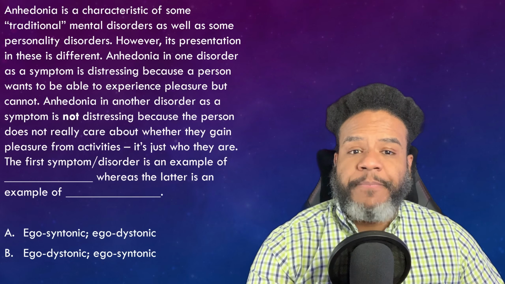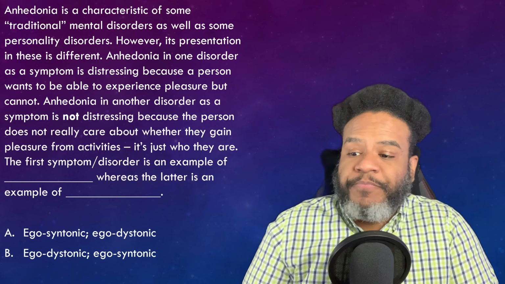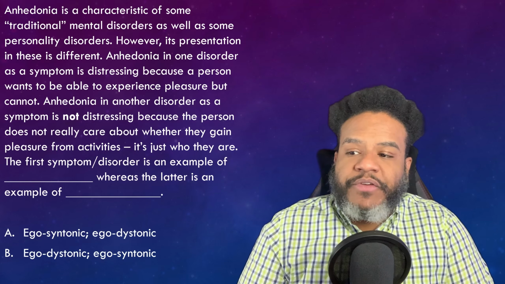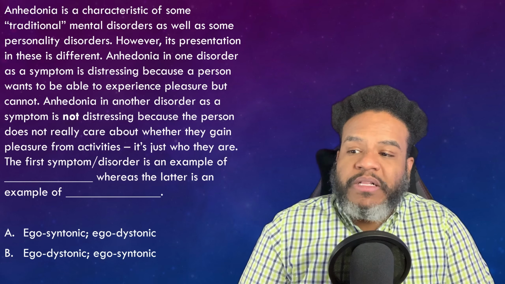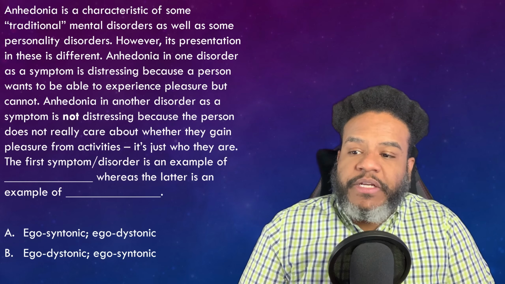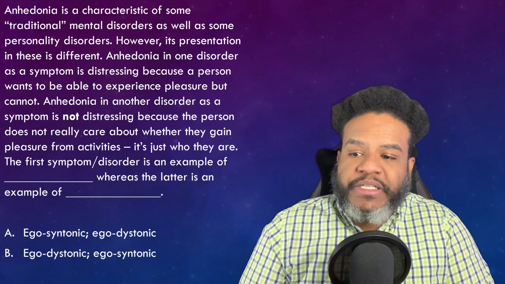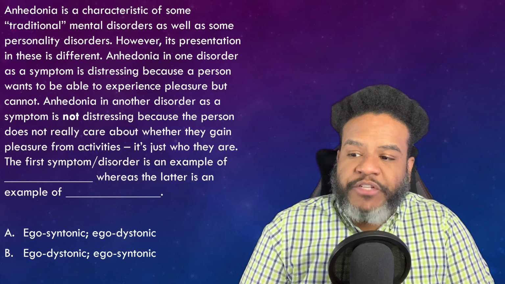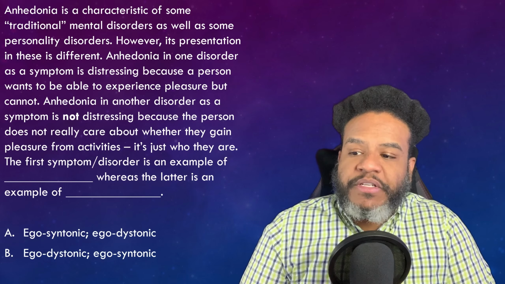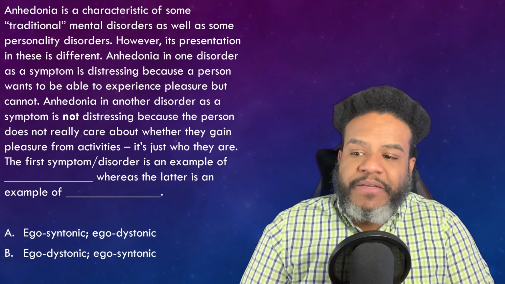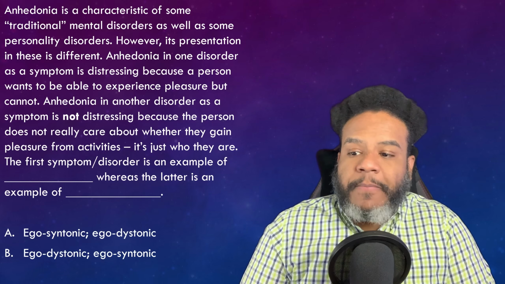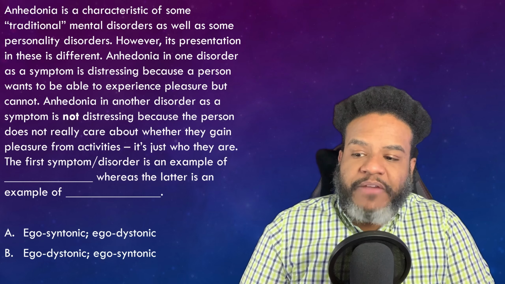Okay, let's do a quick review about ego dystonic and ego syntonic. Anhedonia is a characteristic of some traditional mental disorders as well as some personality disorders. However, its presentation in these is different. Anhedonia in one disorder as a symptom is distressing because a person wants to be able to experience pleasure but cannot. Anhedonia in another disorder as a symptom is not distressing because the person does not really care about whether they gain pleasure from activities. It's just who they are. The first symptom disorder is an example of blank, whereas the latter is an example of blank.